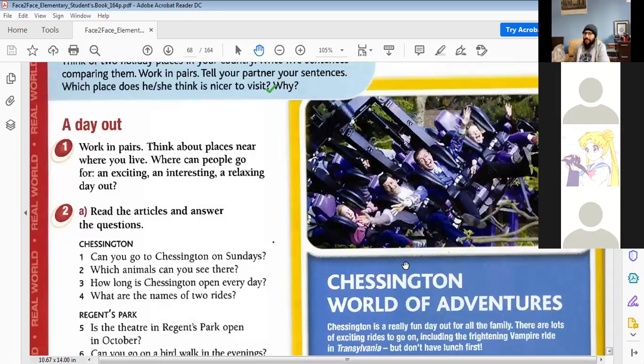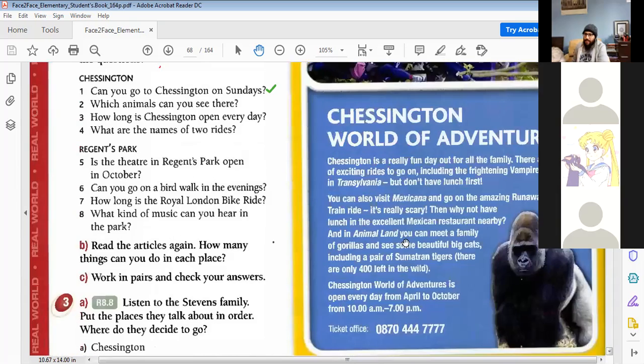Okay, but you don't have to take the ride. Maybe you can just see the animals. You can see the gorillas, see the tigers. I think maybe it's fun, right? And there's also a restaurant, so you can maybe have a snack at the Mexican. Do you like Mexican food?